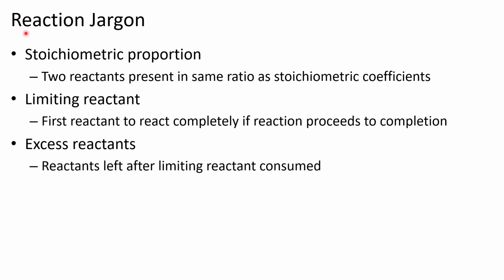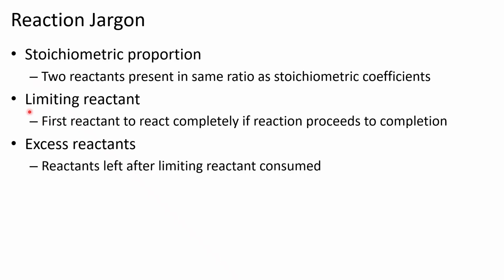When we talk about chemical reactions, there's some jargon that we'll use. The first is stoichiometric proportion. If 2 reactants are present in the same ratio in a feed as the ratio of their stoichiometric coefficients in the chemical reaction that occurs, we'll say that those 2 reactants are in stoichiometric proportion.